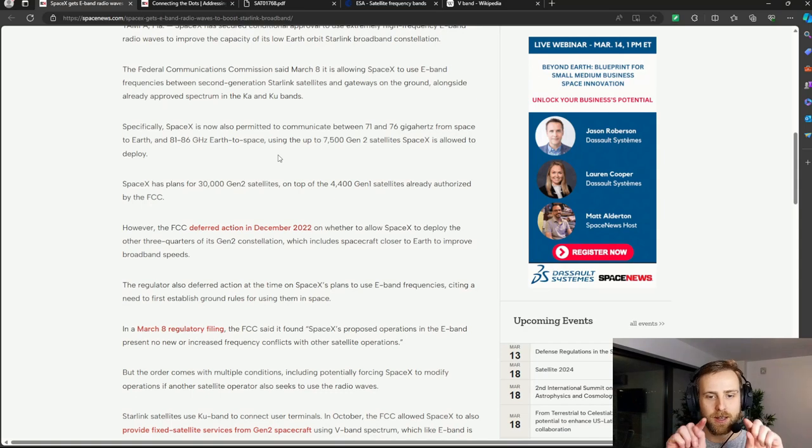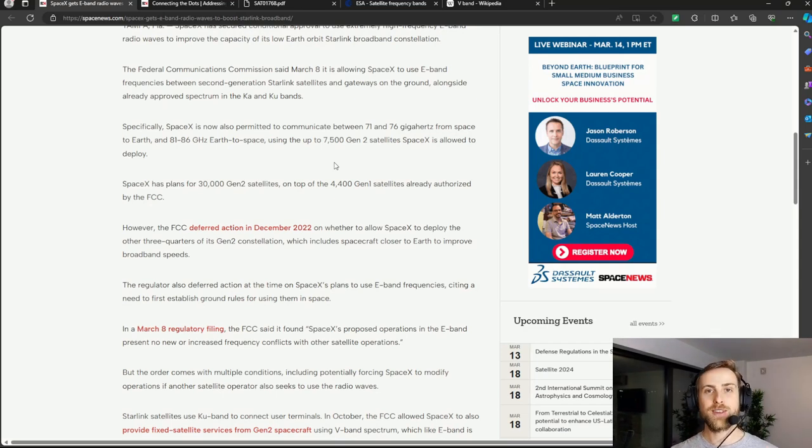You can imagine that filters typically look like this. Around your central frequency, you have a really high amplitude, and then by the time you reach 3 dB on either side, you've rolled off quite a lot. I think it's over 50% power. Don't quote me. 71 to 76 gigahertz space to Earth, 81 to 86 gigahertz Earth to space, using up to 7,500 Gen 2 satellites SpaceX is allowed to deploy. That is a crap ton of satellites, and imagine, that's just for SpaceX.